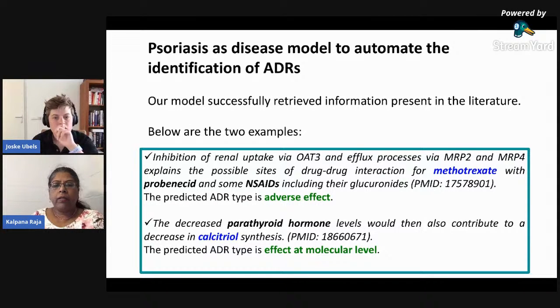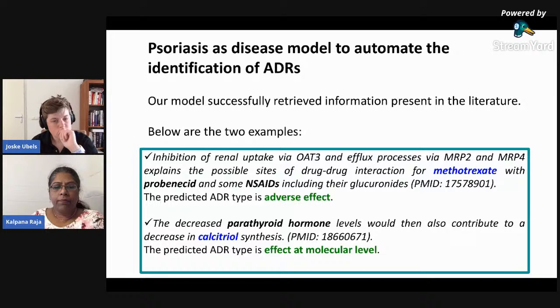Here I'm showing the predictions that already have literature evidence. That's what I'm showing in the braces, the PubMed ID. Methotrexate is a known drug for psoriasis. It has interactions with probenecid and NSAIDs, non-steroidal anti-inflammatory drugs. The ADR type is adverse effects. So this is our prediction, and it's already supported by the literature.